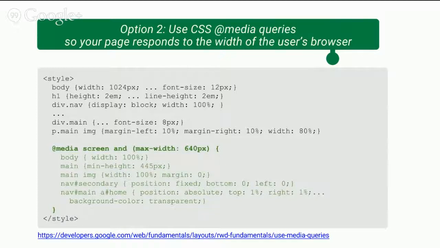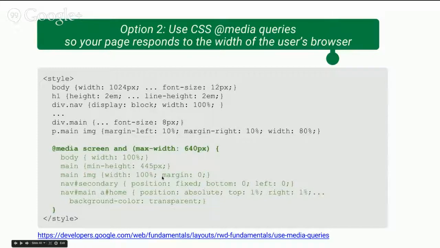In this case, what are we specifying? For example, we're saying that in the upper part for standard, just set the width of the body at 1024 pixels, and set the images inside the main content paragraph to have a width of 80%. And in this case, what we're telling it is, when you are on a screen that is no wider than 640 pixels, make the body width 100% of the width of the screen, and make the main image have a width of 100% as opposed to 80%.